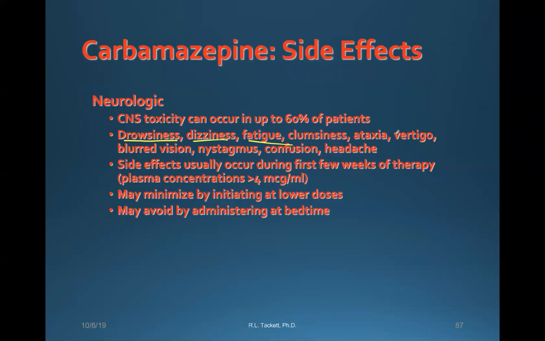The other thing we do, especially when starting off therapy, is if we can, give the main dose in the evening, right before bedtime. That may help them sleep, and they're not up moving around, so the dizziness and fatigue may not be as apparent.